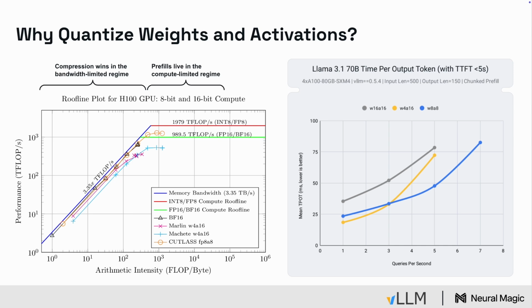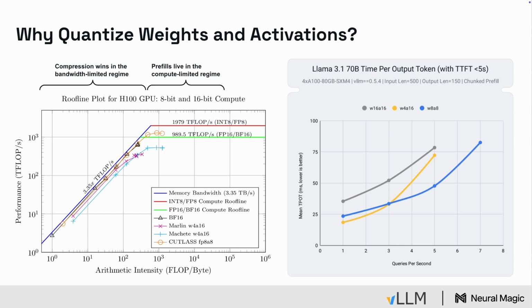However, once you get to the right side with a bit more compute intensity, where you have large batches of requests that you're processing in parallel, or doing really long prefills for long context lengths, this is where you get into the compute regime, and we can actually use all the flops that are on the GPU. And this is where activation quantization is useful.